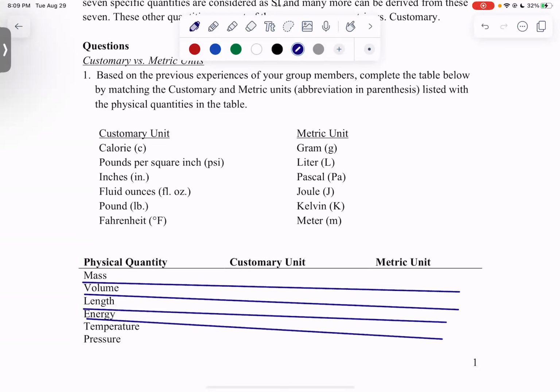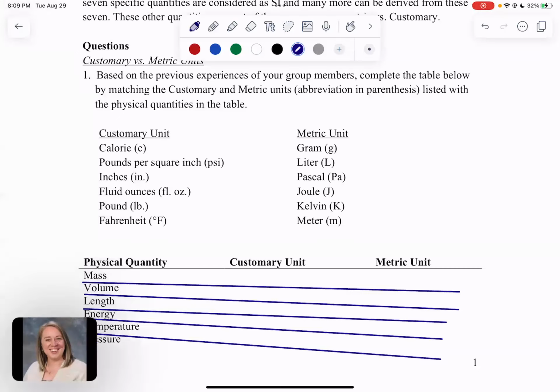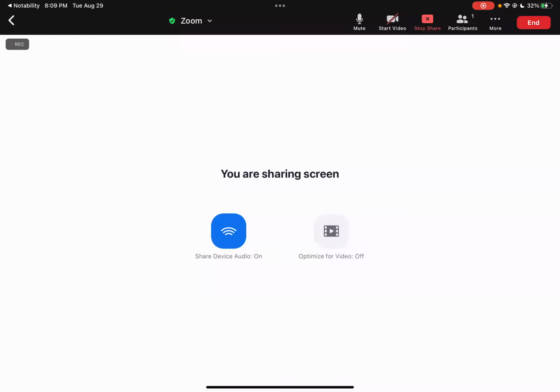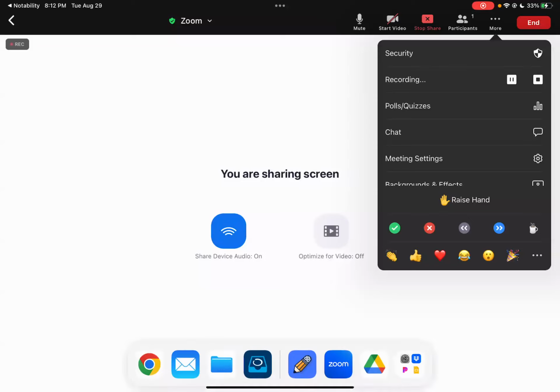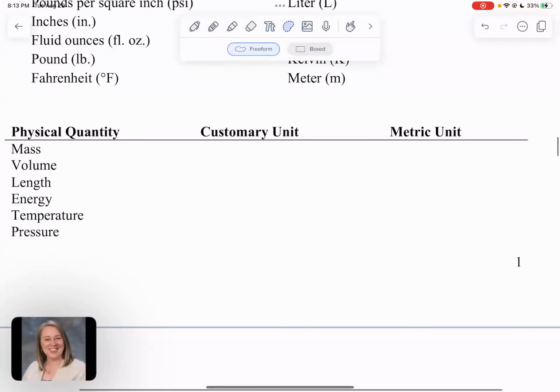Let's see. Ooh, that's not a whole lot of room. Okay, we're going to pause it right here. Let's see if I can pause. Okay, so there was too much room to do that.